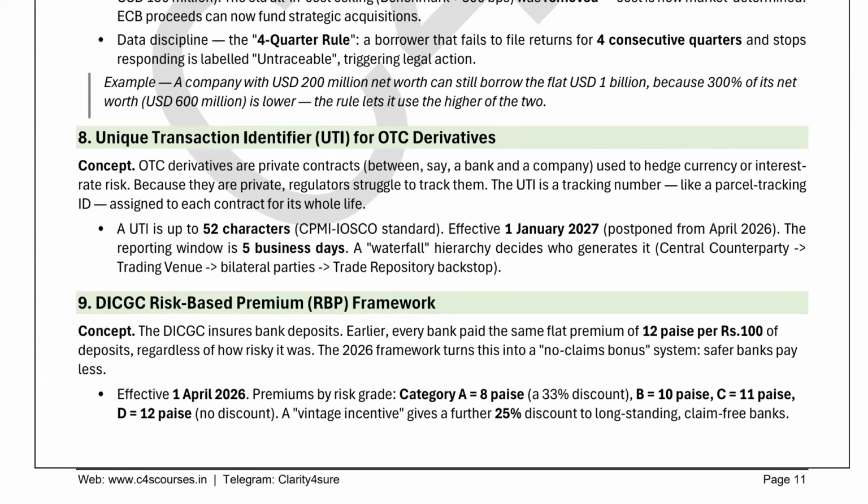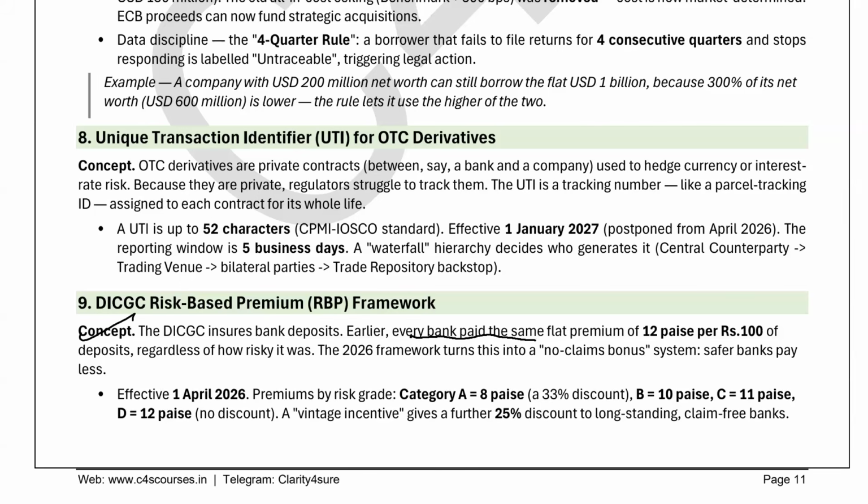Now try to understand the ninth circular news, which is DICGC risk-based premium, the RBP framework, right? What it is: DICGC risk-based premium, which is the RBP framework. DICGC's cover is still only 5 lakh, you check it, right? But we will try to understand what it has been told. That is the DICGC, the insurer of bank deposits.